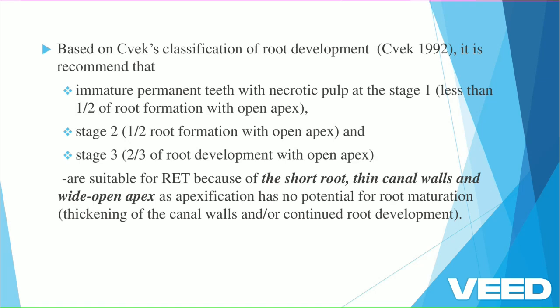So, based on Cvek's classification of root development, it is recommended that immature permanent teeth with necrotic pulp at stage 1, less than half of the root formation with open apex, stage 2, that is a half root formation with open apex, and stage 3, two-thirds of root development with open apex, are suitable for regenerative endodontic therapy because of the short root, thin canal walls, and wide open apex, as apexification has no potential for root maturation.